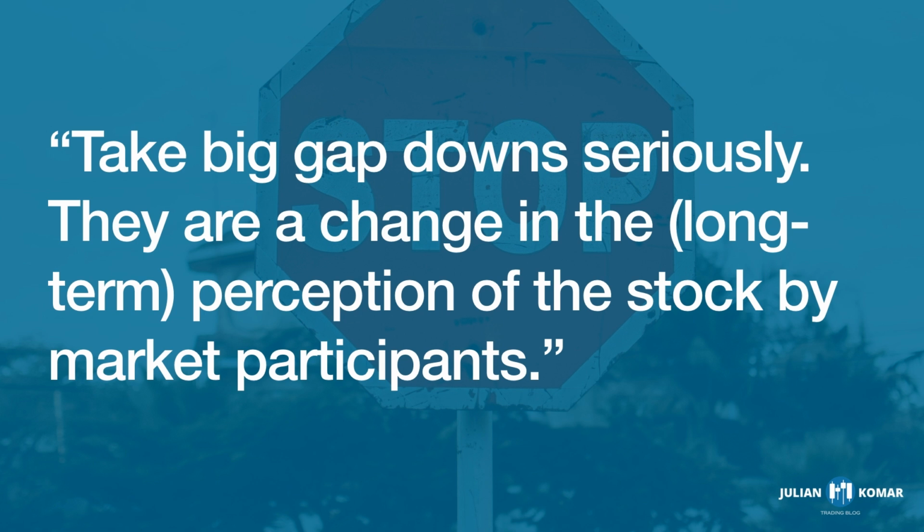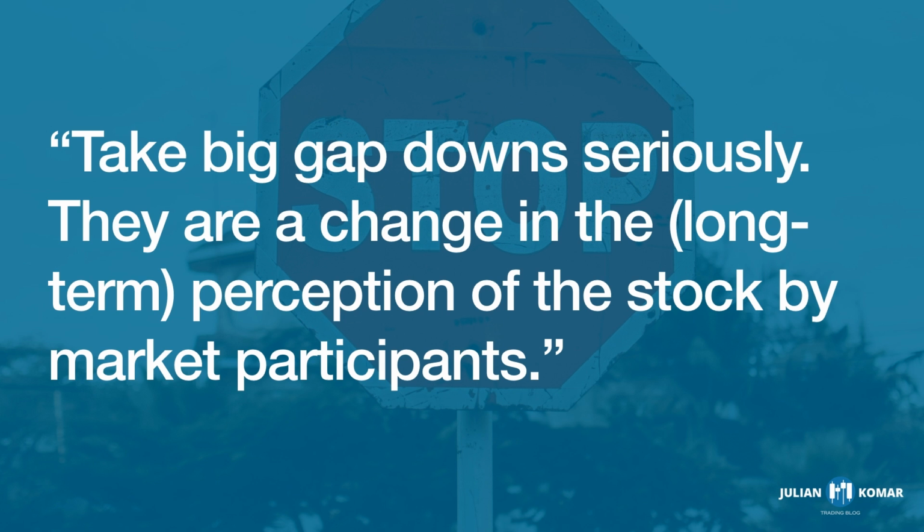I start with some thoughts from myself. Take a big gap down seriously. They are a change in the long-term perception of the stock by market participants. This is especially true for large or big gap downs. When I speak about a big gap down, I speak about something like 10, 20, 30 or even more percent. I don't speak about gap downs which happen from time to time and are only 3% or 2% or even 5%. No, I really speak about big gap downs, because those are always created by institutional distribution, and the base of this distribution is a change in the long-term perception.